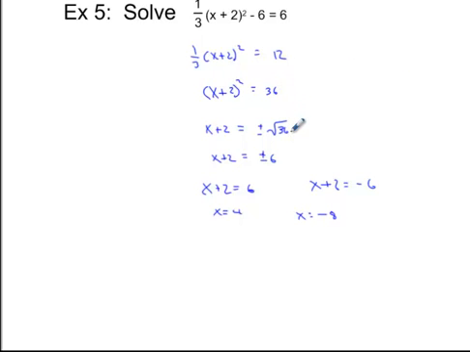This is the step where I took the square root of both sides. When you take the square root to cancel out a square, you've got to put plus or minus. That square root cancels out that square. The square root of 36, a perfect square, is 6. And then I got my two cases. Either it was 6 or it was negative 6. Solve each individually. We got x equals 4 and x equals negative 8.